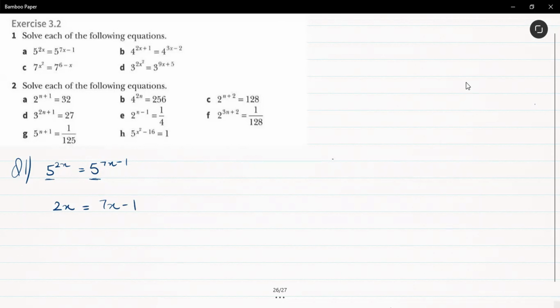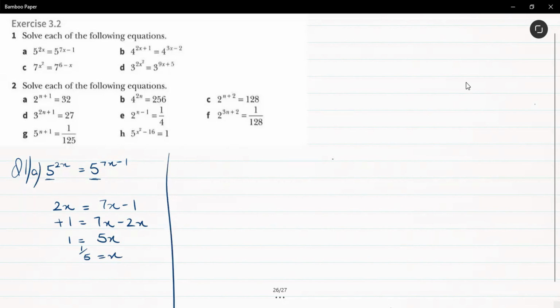Now we are just going to simplify this. 2x plus 1 is equal to 7x minus 2x, and we are going to get 1 is equal to what? 7 minus 2? 5x. So 1 over 5 is equal to the value of x. So that was part A.